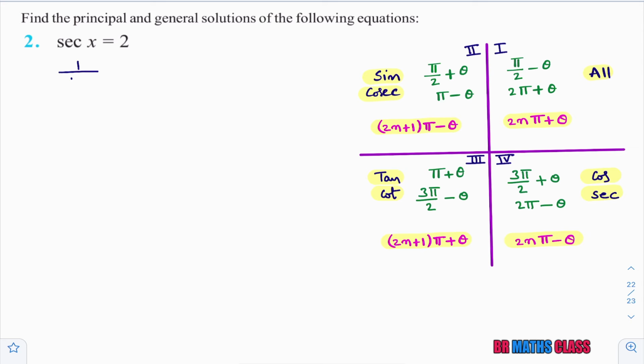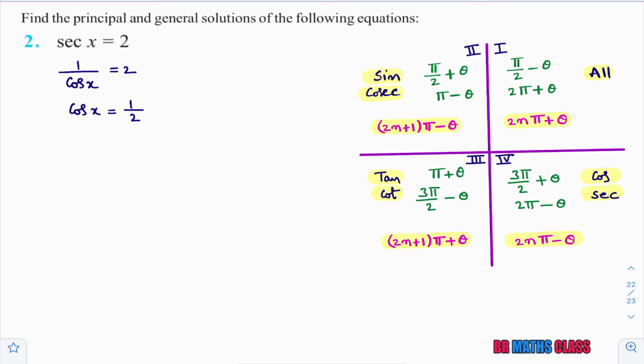Secant x can be written as 1 by cos x. 1 by cos x equal to 2. From this, what is cos x? You cross multiply, you will get that cos x equal to 1 by 2. So, secant x equal to 2 is same as cos x equal to 1 by 2. Now, I will find principal solution for this trigonometric equation cos x equal to 1 by 2.